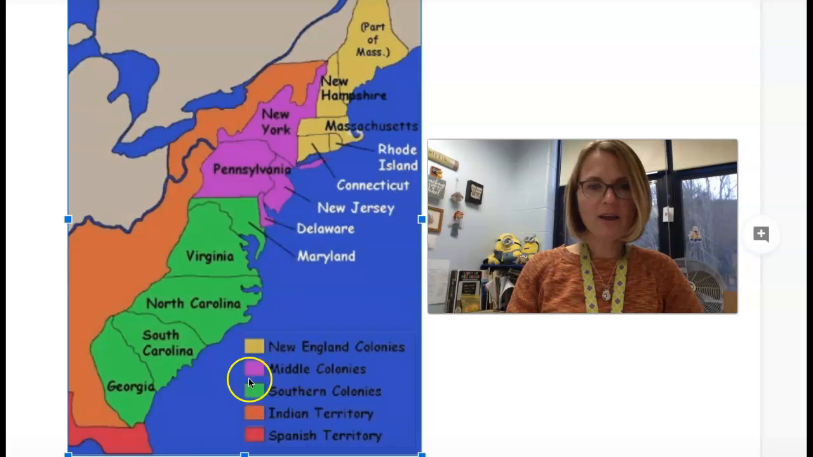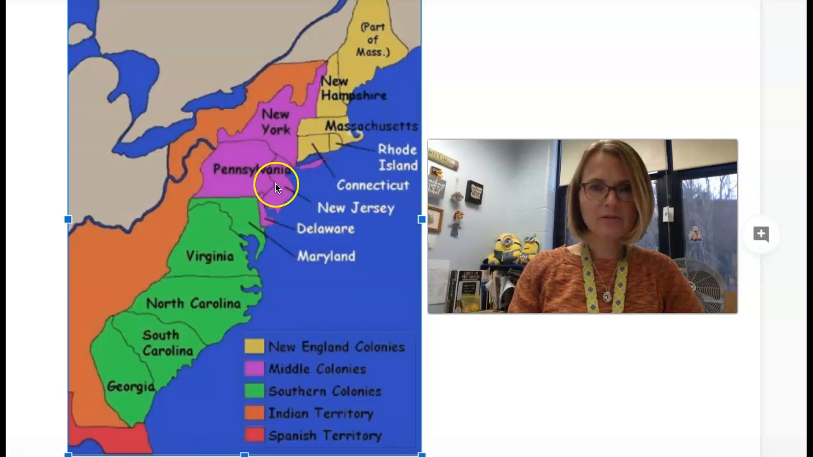So now if we look down here, the middle colonies is purple. So if I want to know what colonies are in the middle colonies, I'm going to come up here. I'm going to look for that color. There's 1, 2, 3, and 4, and I'm going to look for the names. New York, Philadelphia, New Jersey, and Delaware.